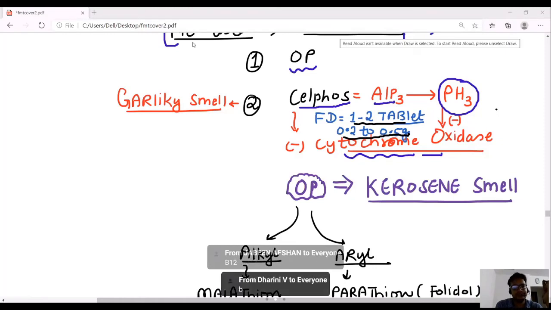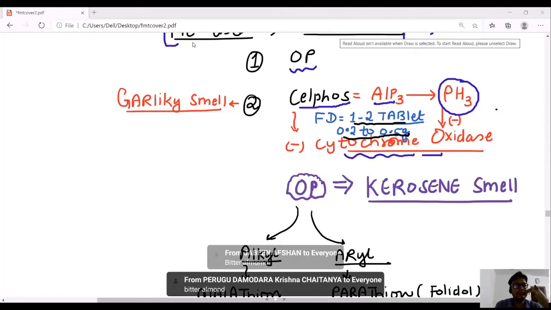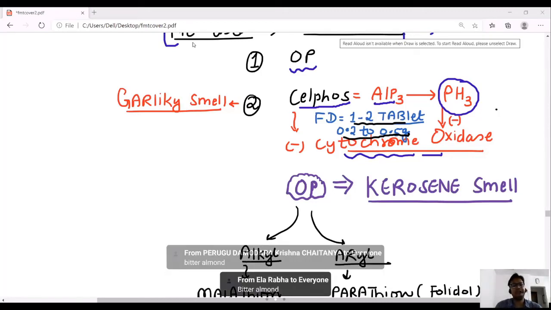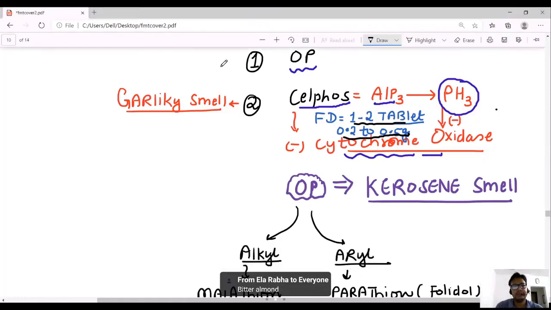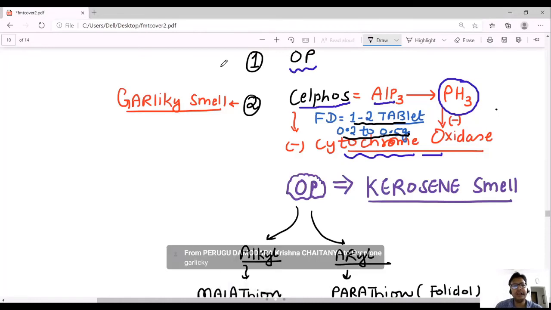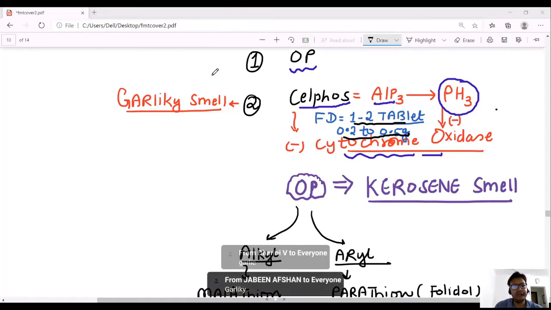Vitamin B12. Which kind of smell is present in cyanide? Bitter almond smell. Sulfose gives which smell? Yes, it is a garlicky smell because it contains phosphorus.